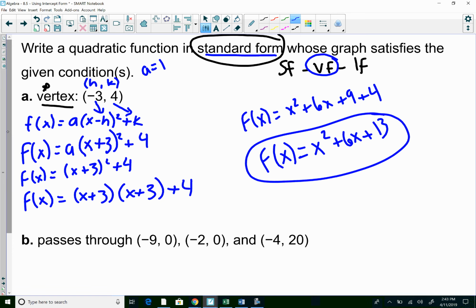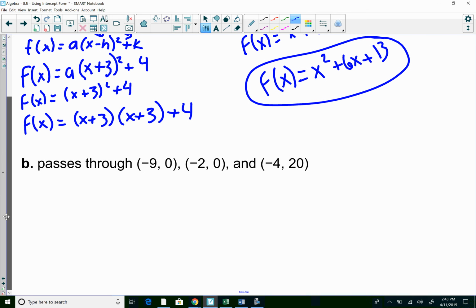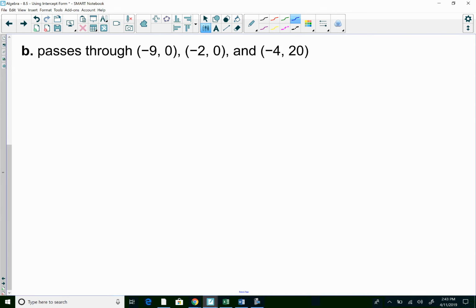Okay, next up, right here, we're looking at part B. Again, we're given 3 points, one of which is not on our x-axis, 2 of which are. If we think about this, we're at -9, 0, so maybe approximately there. And then we're at -2, 0. And then we've got another one that's at -4, 20, so up here.